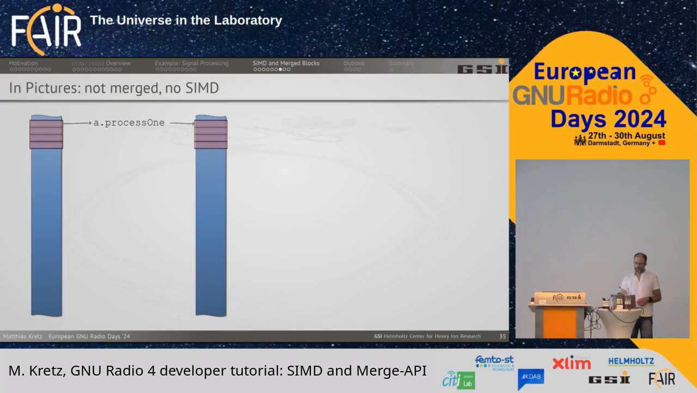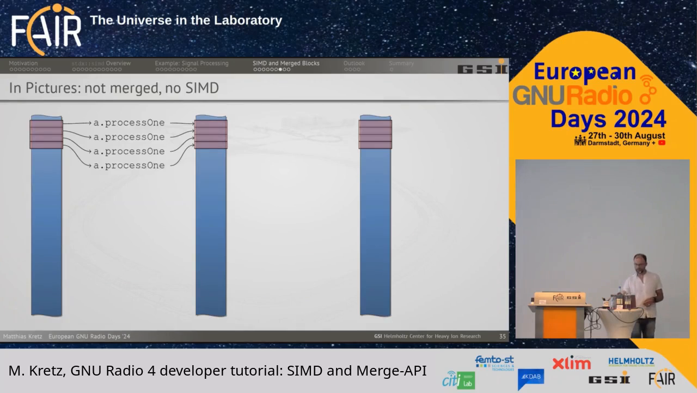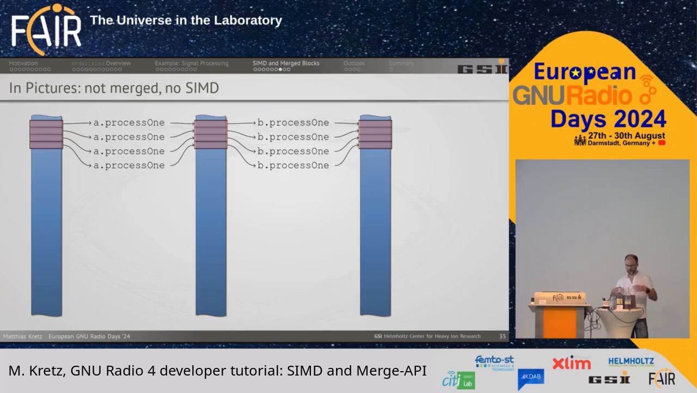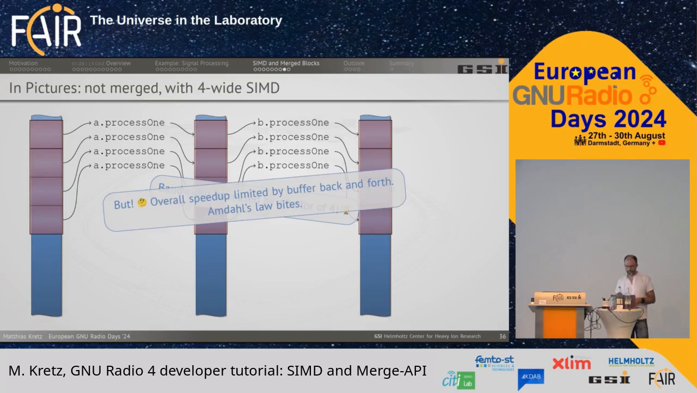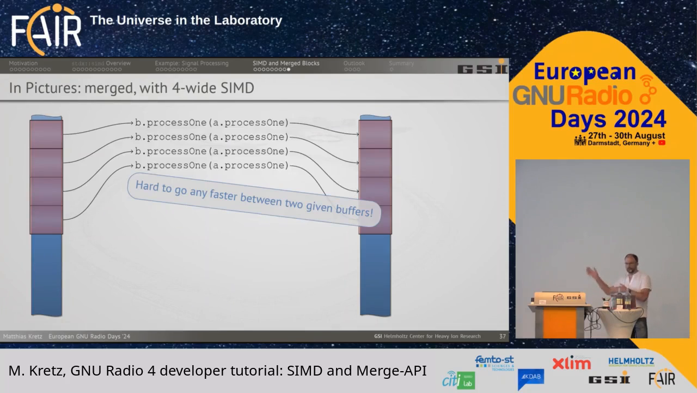Okay, just a quick picture here again, how this merging improves things. So first, without SIMD, with SIMD we're going in bigger chunks, then we have per block this bandwidth increase, but this is where Amdahl's law bites. So we want to get rid of this buffer in between, and this happens when we do the merging. And it's hard to go any faster between two given buffers.